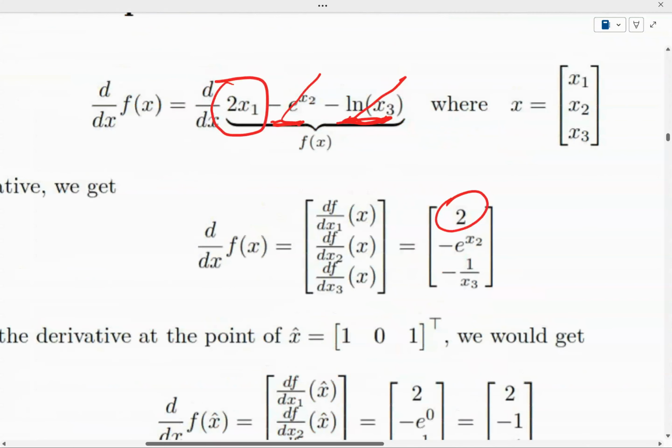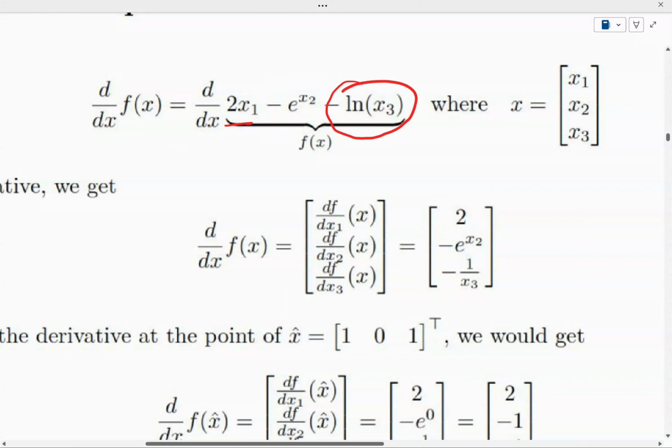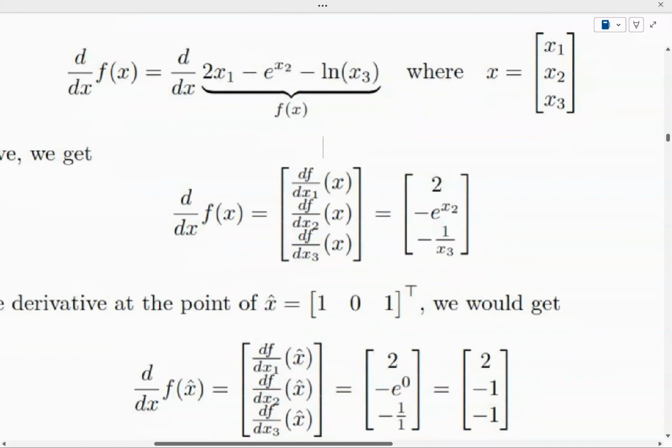Now, we continue the process with df dx2. Well, once again, x1 is a constant, x3 is a constant. So the derivative is simply minus x2, right? And once again, if we want to take the derivative with respect to x3, they become 0. And now we take the derivative of this. So now, like I said previously, you end up with a vector of three functions.